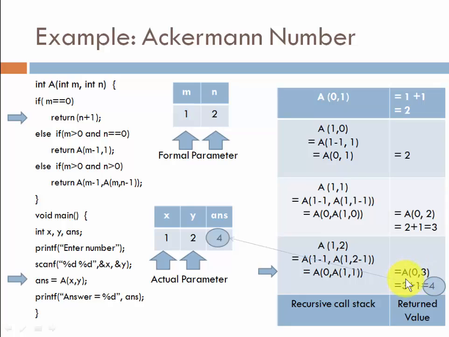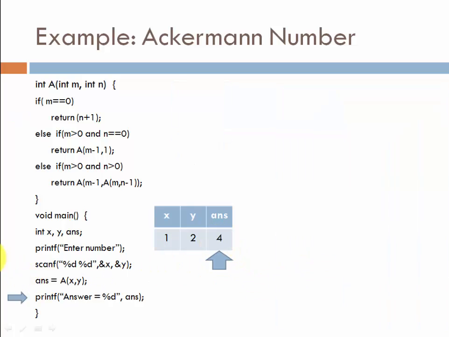Now this value 4 will be returned into your answer variable. M is equal to 0, that's why it will return the value of the first case. Finally we display the value 3 plus 1, which is equal to 4. Now this value 4 will be returned into your answer variable. And finally we display the value of answer variable.